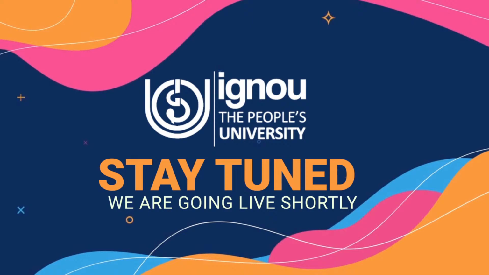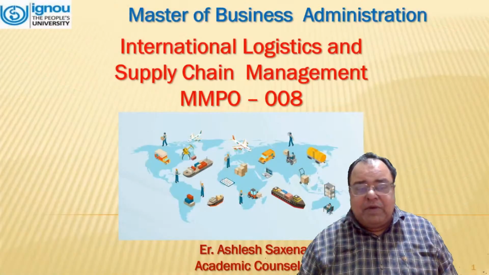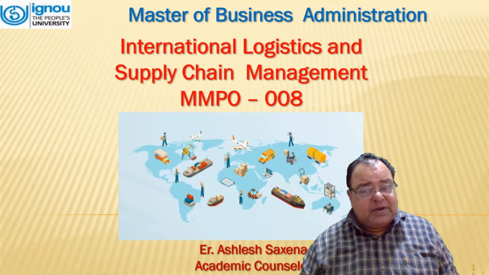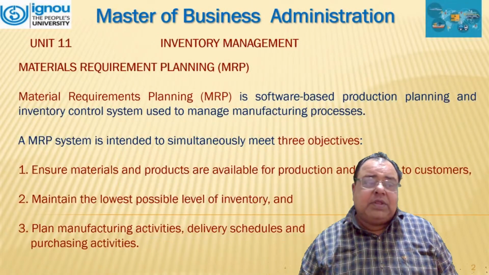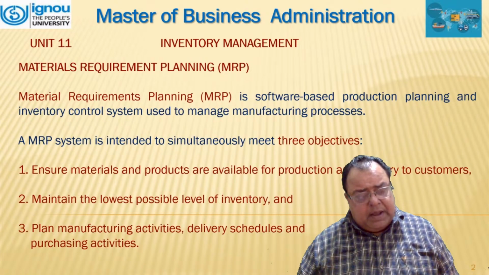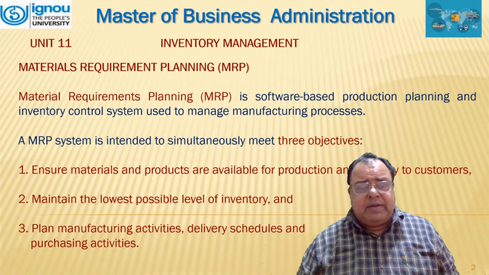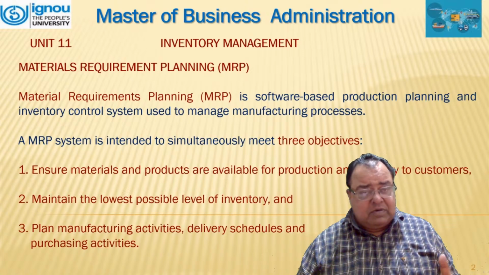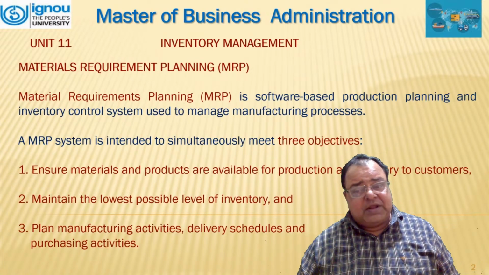Good morning, learners and viewers. Welcome to the session for International Logistics and Supply Chain Management, MMPO 008. We will be continuing with Unit 11, that is Inventory Management. Materials Requirement Planning, in short, we call it MRP. This is a software based production planning and inventory control system which is used to manage manufacturing processes.